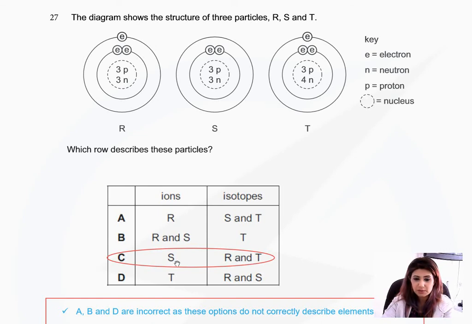Then you can double check with S being an ion. If we look at S here, there's a loss of electrons. Losing electrons means they give away one and they become positive. It would be S plus, for example.